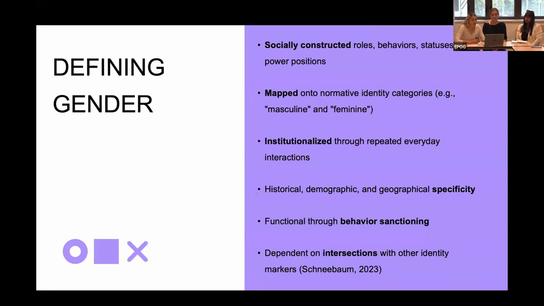Gender is also institutionalized through repeated everyday behavior and interactions between people. It is also historically and demographically specific, and it is made functional within society through, for example, behavior sanctioning. The last point is also important. Gender is dependent on the intersection with other identity markers.